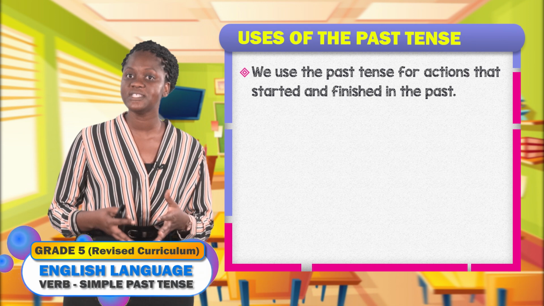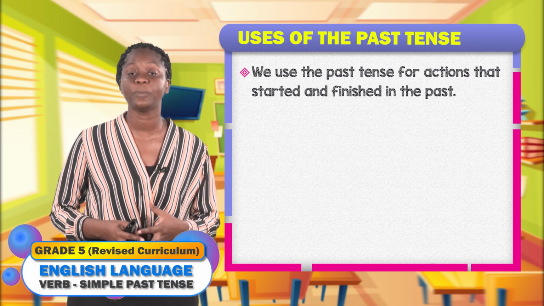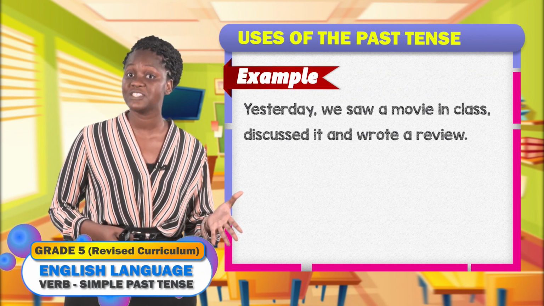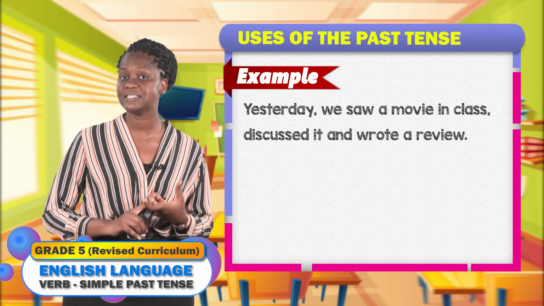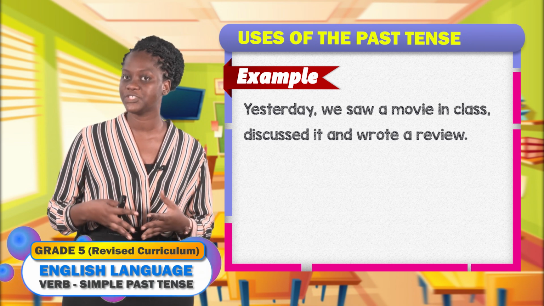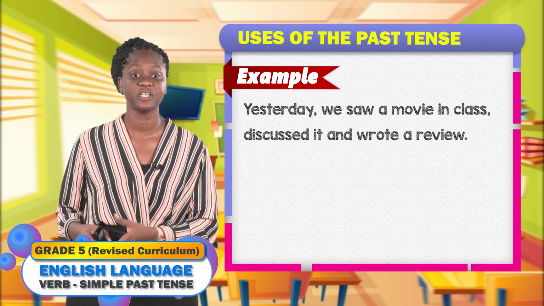Secondly, we use the simple past tense for a series of actions that took place in the past. For example, yesterday we saw a movie, we discussed it, and wrote a review. Those actions indicate a series of actions.